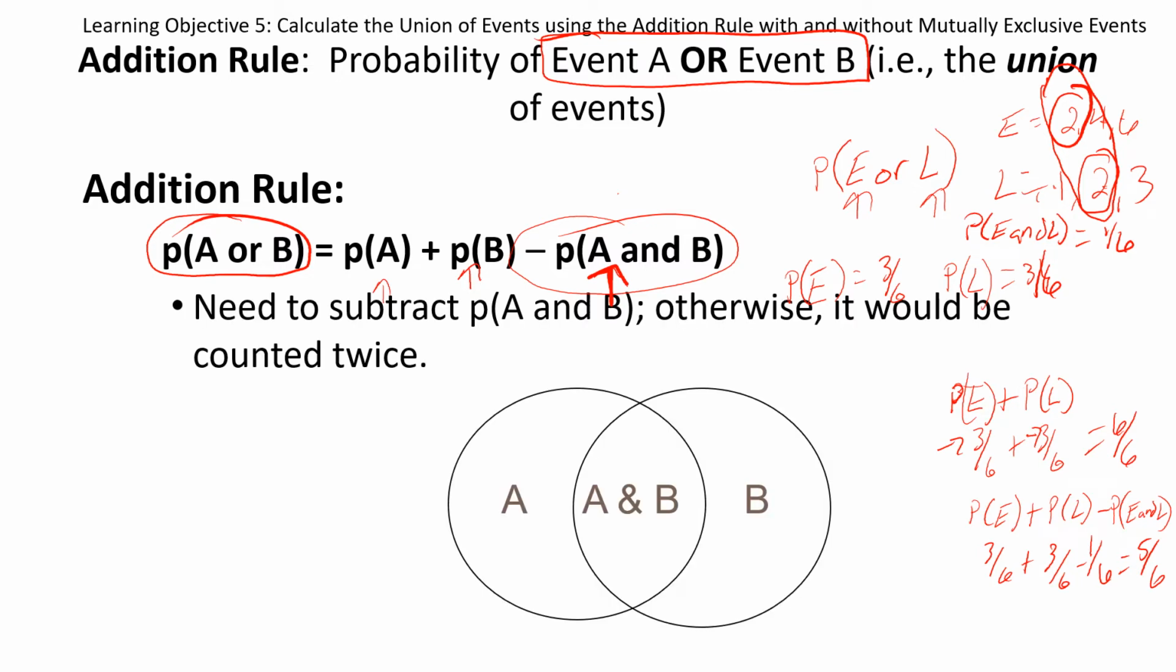So why do we do that? Why do we need to subtract A and B? Because otherwise it would be counted twice. We are counting it in the A's and we're counting it in the B's. We're counting it twice. In our example, we would have 4 and 6 and 2, and we would have 1 and 2 and 3. We'd be counting 2 twice.